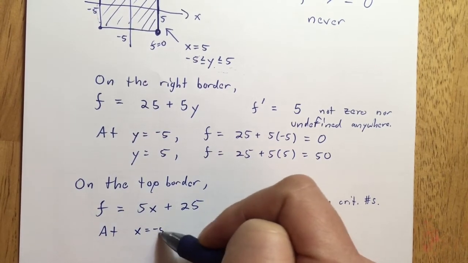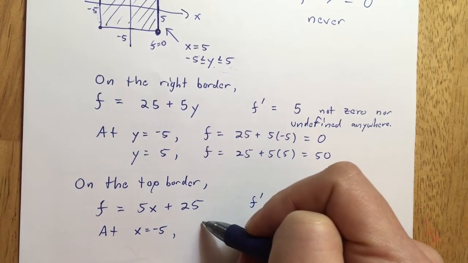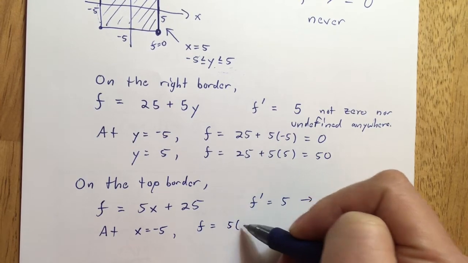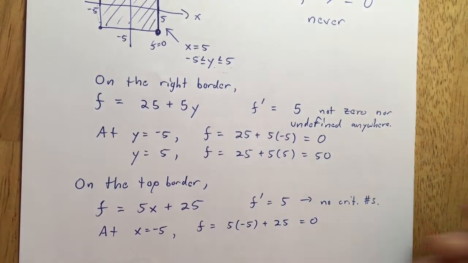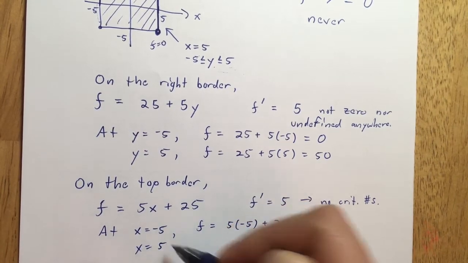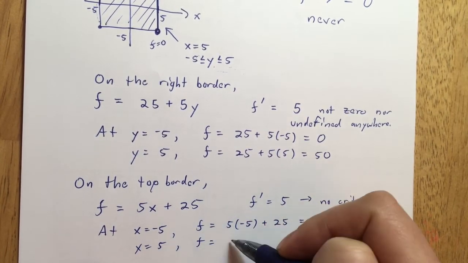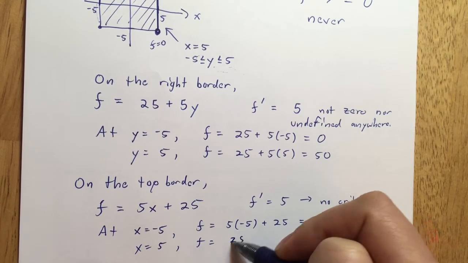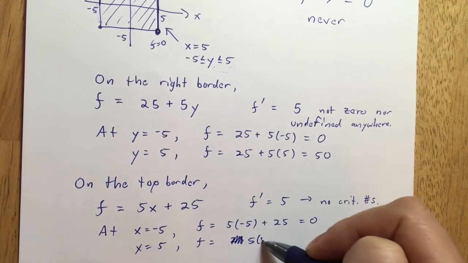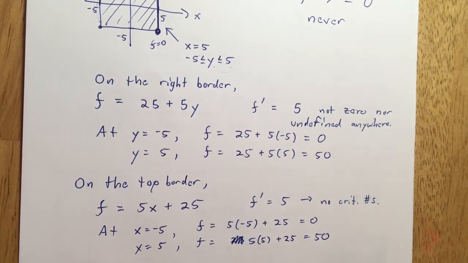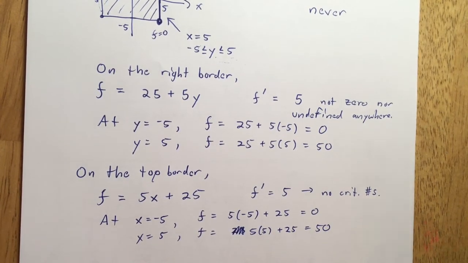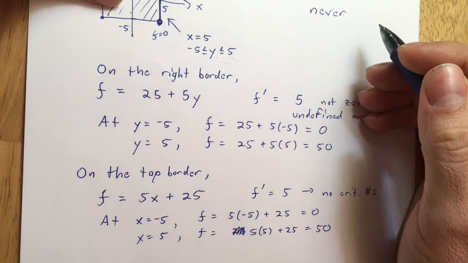At x equals negative 5, what do we have here? Well, we have f equals 5 times negative 5 plus 25. That's 0. And at x equals positive 5, f is equal to 5 times 5 plus 25. That's equal to 50. Okay, so that's what we got. Let's label that on our picture.